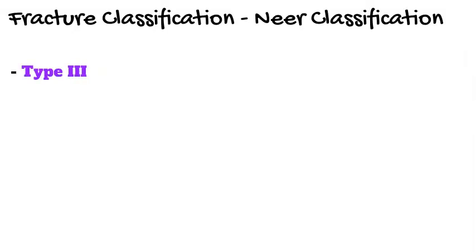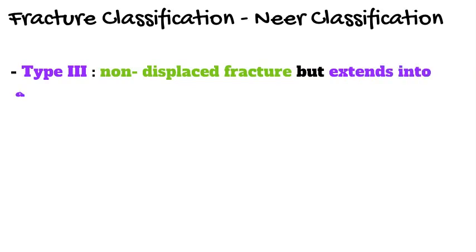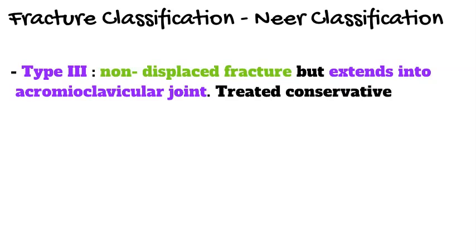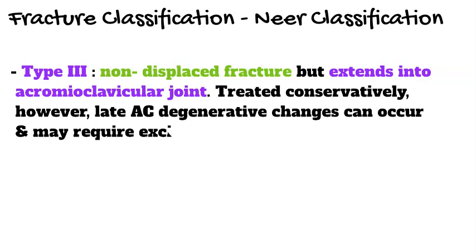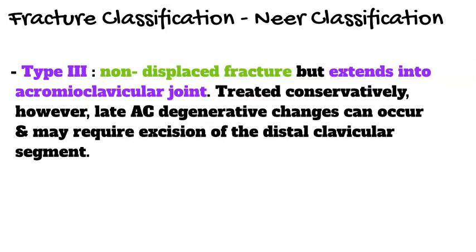Type 3, non-displaced fracture but extends into the acromioclavicular joint. It is treated conservatively. However, late acromioclavicular degenerative changes can occur and may require excision of the distal clavicular segment. There's no picture regarding the Neer classification because you must remember there's also a modified Neer, which subdivides type 2 into 2A, B, and C, and type 3 into A, B, and C, and so on.